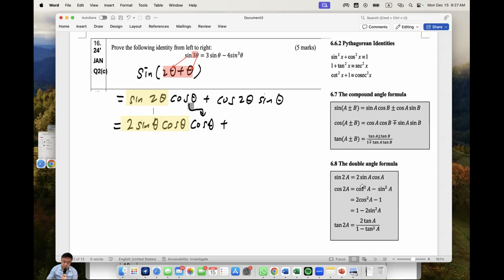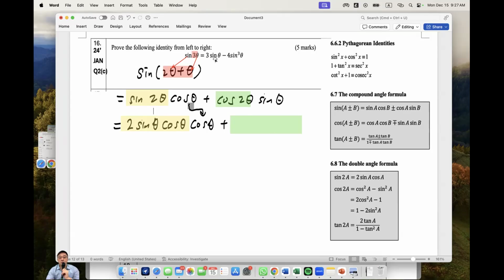Okay, because we also have a cosine 2 theta. I think this one is the critical one to solve this question. The cosine 2 theta is the one that we have to choose. Which one to use so that we can prove it to the right hand side? Okay, you can check from there which one we have to use. Why is it 1 minus 2 sine squared? Because the answer is sine cube.